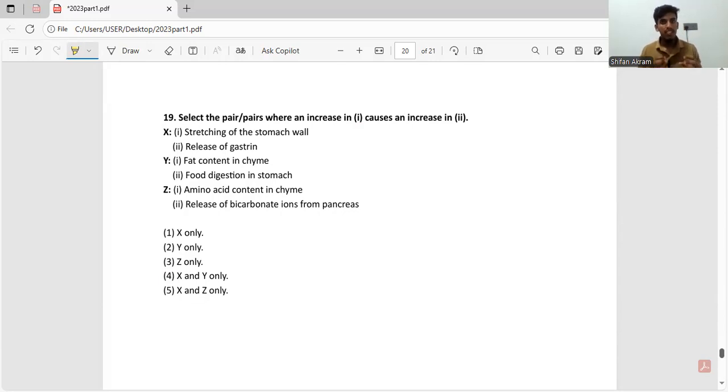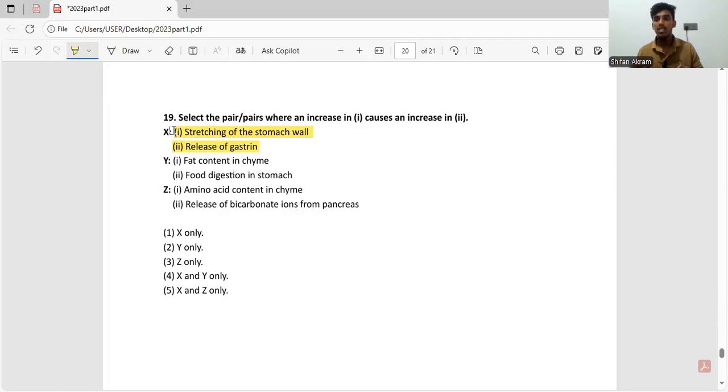First, they are giving stretching of the stomach wall causes the release of gastrin. So let's go from the first. What happens during digestion? Food enters the mouth and then enters the stomach. When food enters, the stomach wall starts to stretch. When the stomach wall stretches, gastrin is released. So this statement is correct because as the stomach wall stretches, more gastrin is released. Now let's go through the process. Gastrin is released. What does gastrin do?